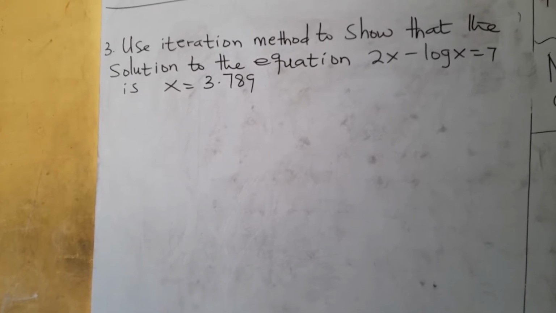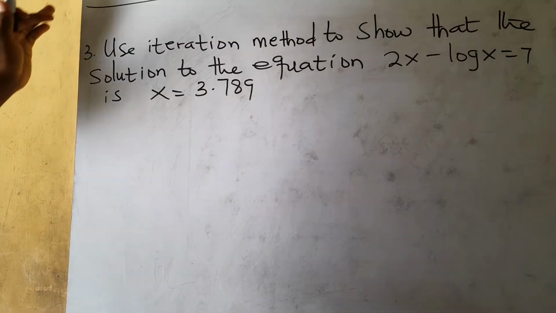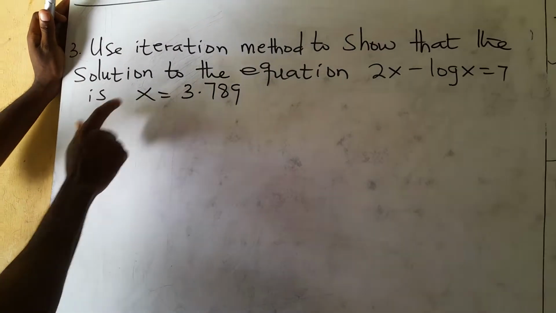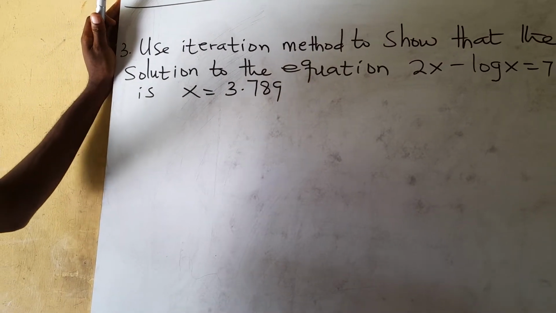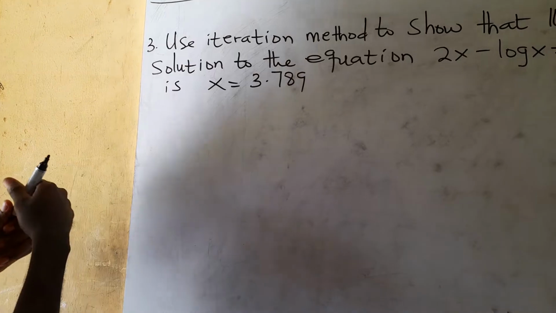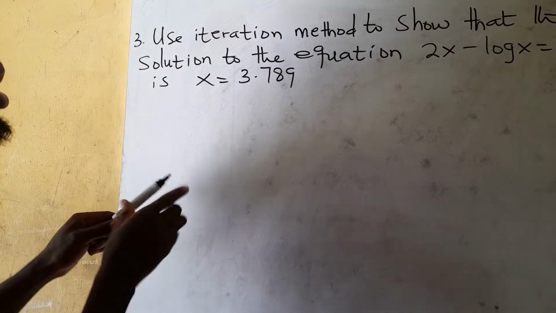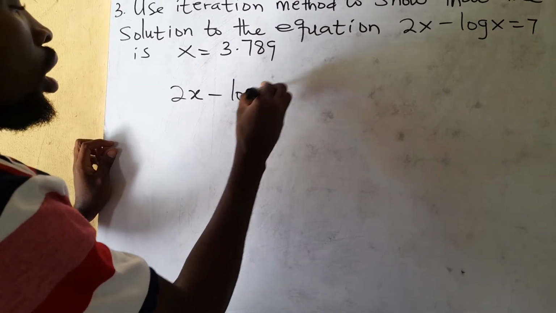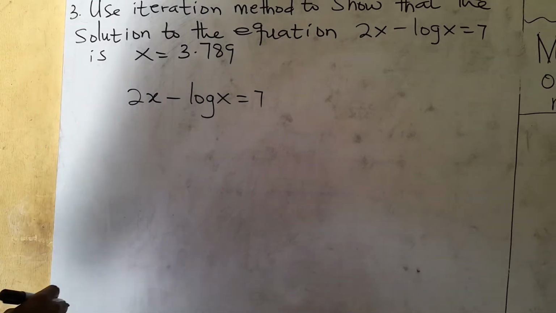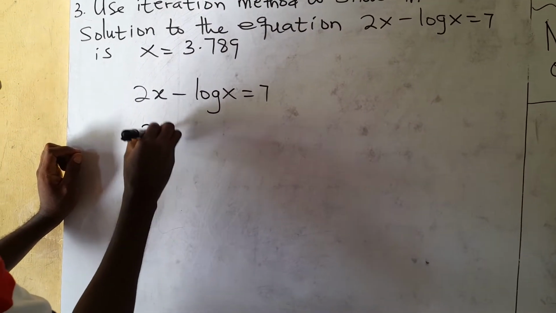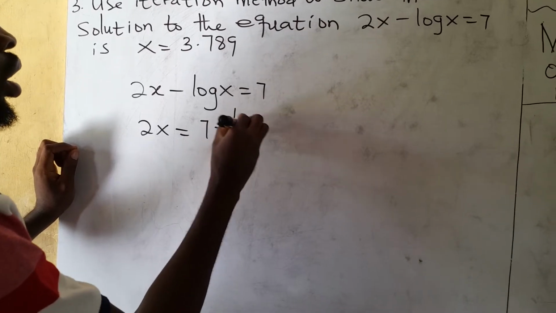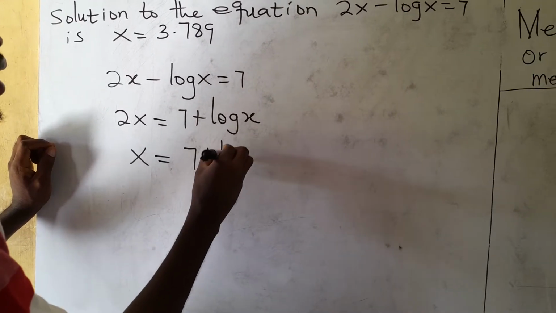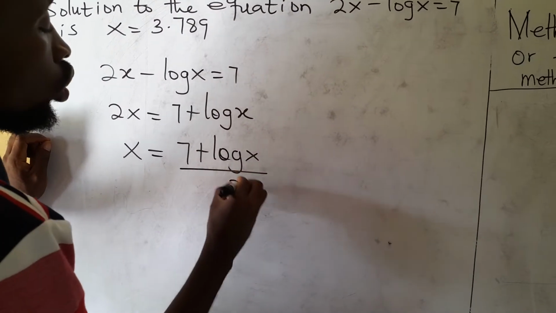So let's look at our third question. They say use the iteration method to show that the solution to the equation 2x minus log x equal to 7 is x equal to 3.789. So how do we do that? Remember, they say iteration. So we know that our function is 2x minus log x equal to 7. What do we do? We make x the subject of itself. So our 2x will be 7 plus log x. We divide both sides by 2. x will be equal to 7 plus log x all over 2.